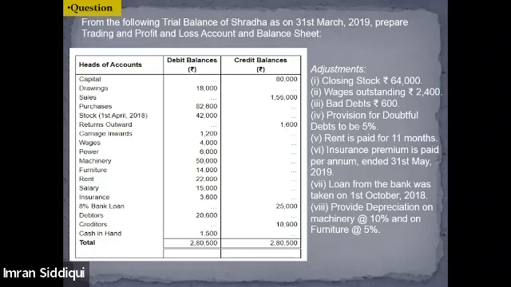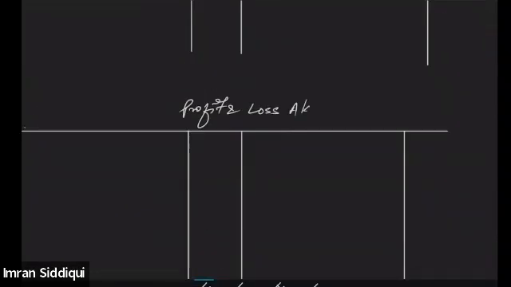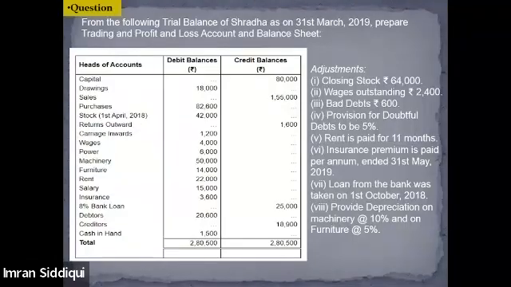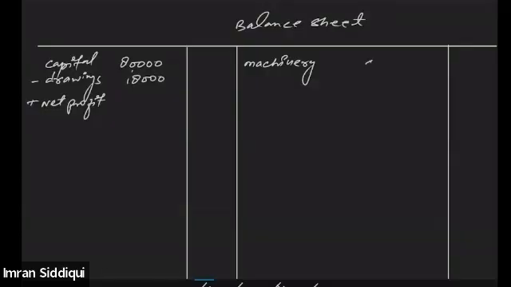Machinery is an asset. And let me check if there are any adjustments regarding the machinery. Yeah, as you can see, adjustment number 8 is relating to the depreciation on machinery at the rate of 10%. You'll write down the value of the machinery in the balance sheet after adjusting it with the amount of depreciation. Machinery is costing 50,000. We'll subtract the amount of depreciation, which is 10%, which will be 5,000.